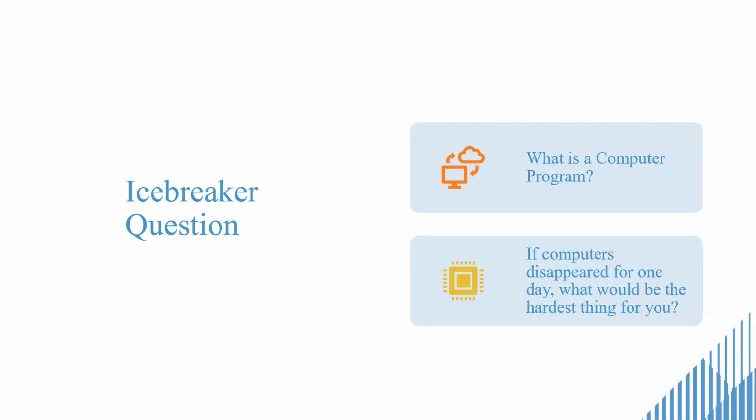About the second question, if a computer disappeared for one day, what would be the hardest thing for you? In this question, I think that if a computer disappeared for one day, we would face so many problems. It's the hardest thing, and it would affect communicating and completing daily tasks efficiently.